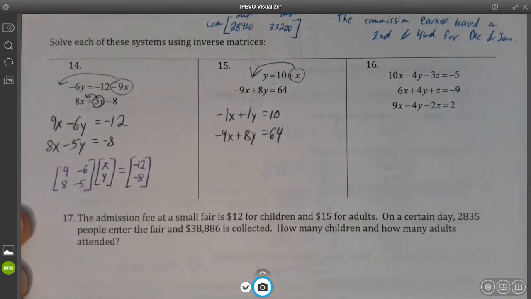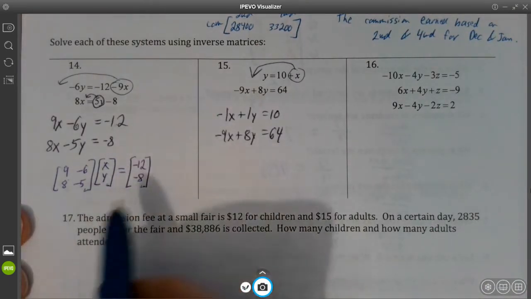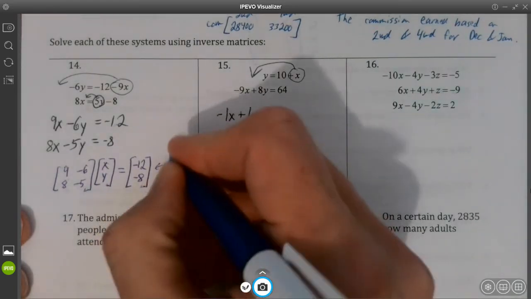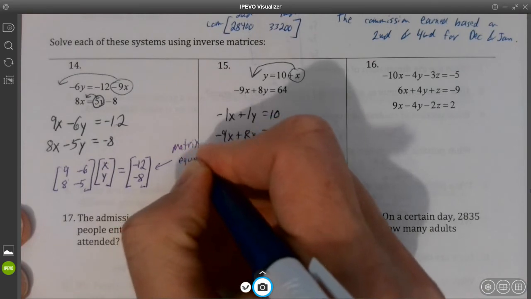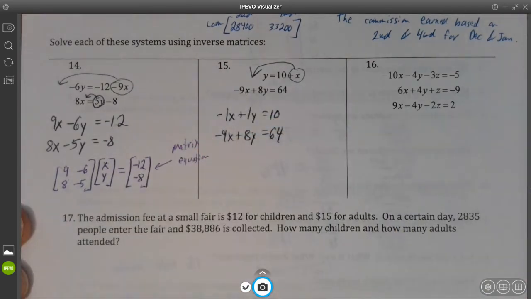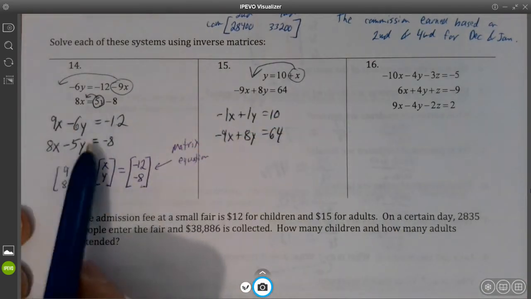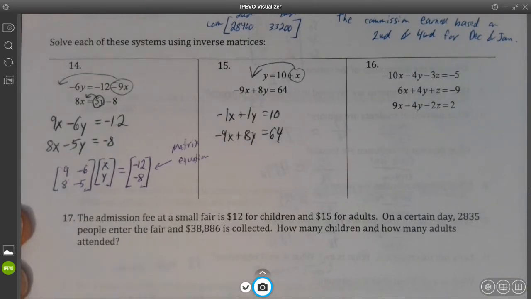What am I doing? I'm setting up a matrix equation. This right here is my matrix equation. I'm going to write that down. So matrix equation. Why do I do that? Because it helps me solve this very quickly. Otherwise, we'd be doing this by hand, right? And nobody wants to do that right now.